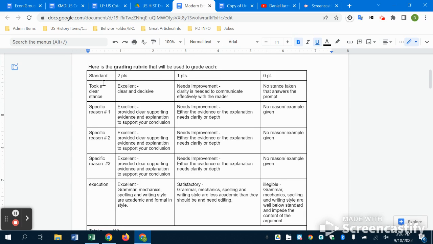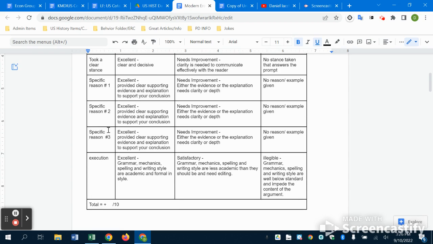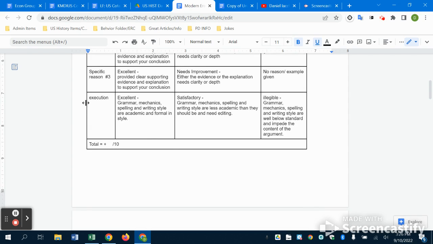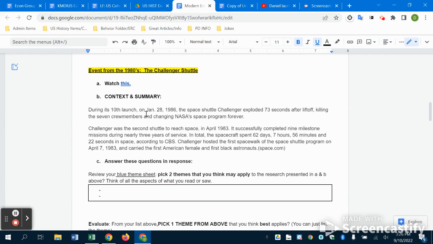To summarize it, we are looking for you to take a clear stance. So you will write down which theme it is. We are going to look for you to come up with 3 reasons to support why you chose that theme. To get an excellent, it should be clear and have an explanation to support your conclusion. And then execution. We're looking for grammar, writing mechanics, and spelling and writing style that are academic in nature, formal. If you need to check in with me or one of the other teachers during the test on this, please do so.